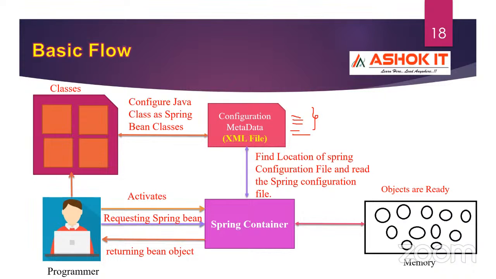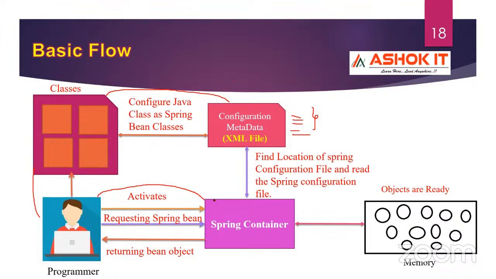There is an animation error, guys, in this flow. Try to understand. As a programmer, first he will create Java classes, and those Java classes will be configured as Spring Beans. Those configured Java classes are Spring Beans. Then he will activate with what, guys?